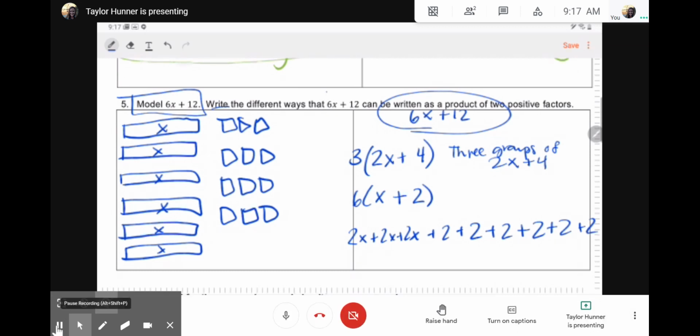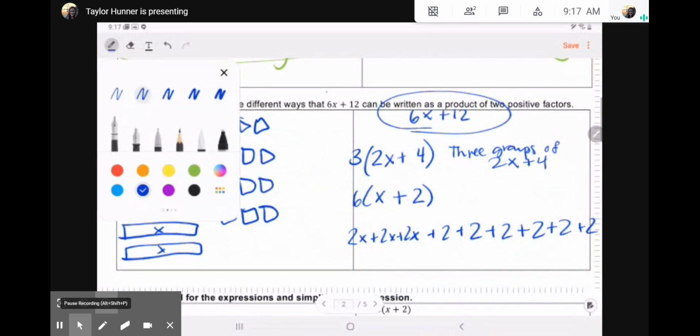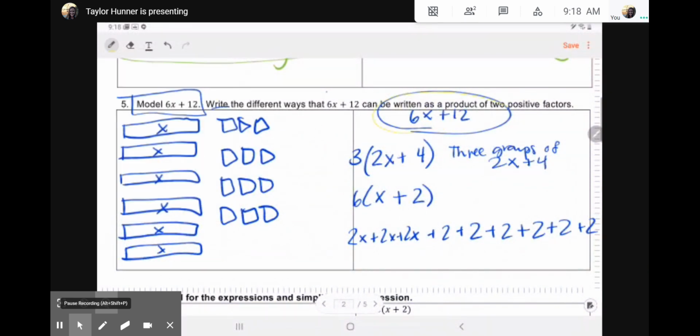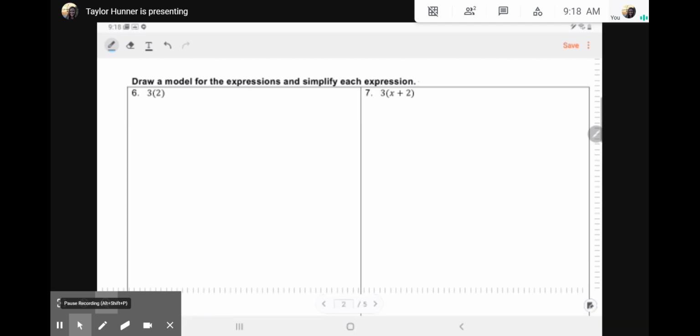Okay, so this is kind of leading us into something that we call the distributive property. And we're kind of working backwards here because we are given an expression and we want to factor something out. Factor means take a number out. We will also eventually be able to then distribute that 3 and multiply it times both of those. So we'll get to that later in the lesson. So now it says draw a model for the expressions and simplify each expression.